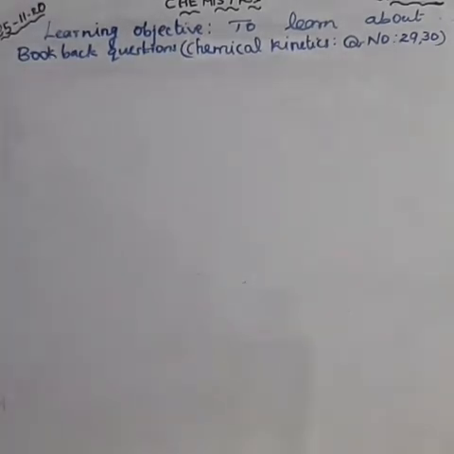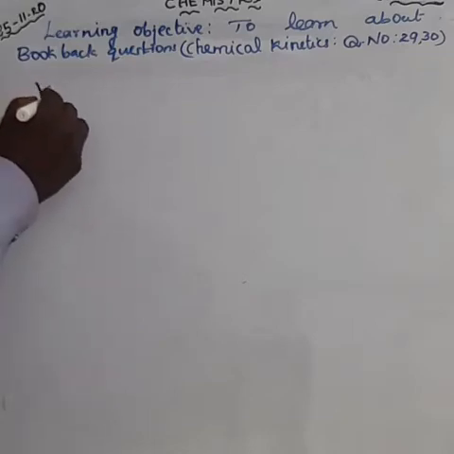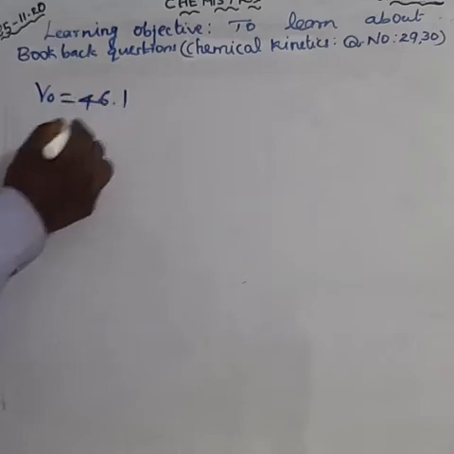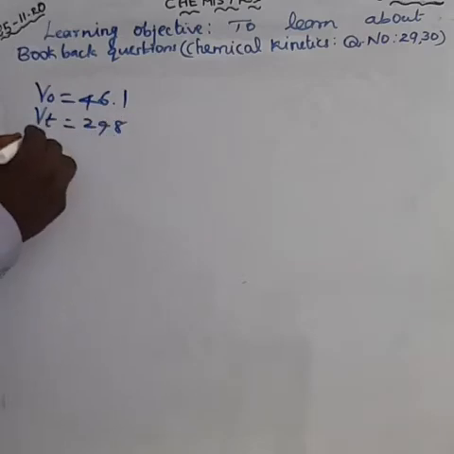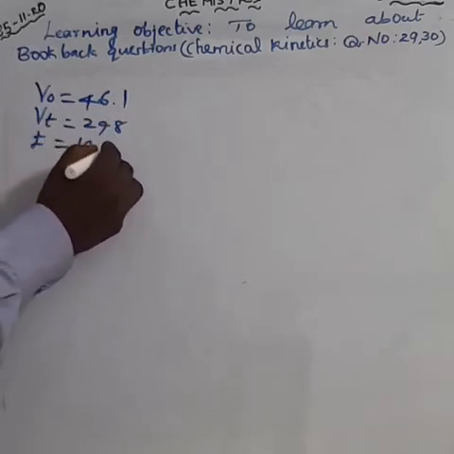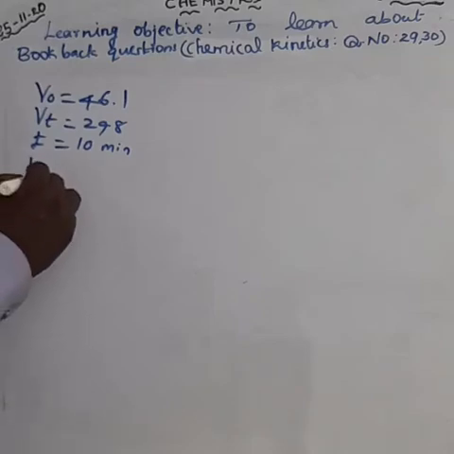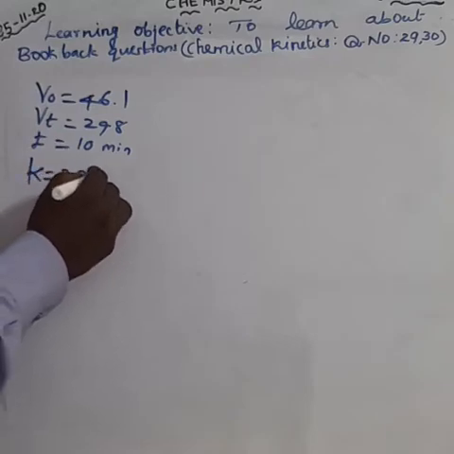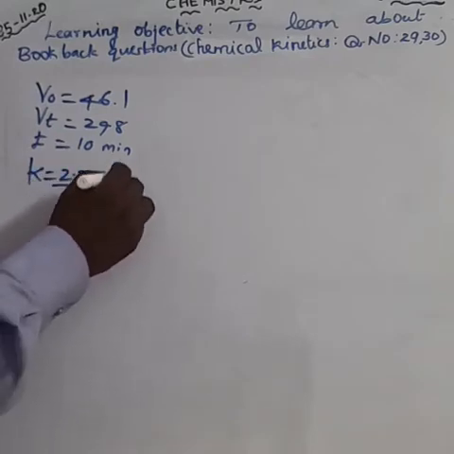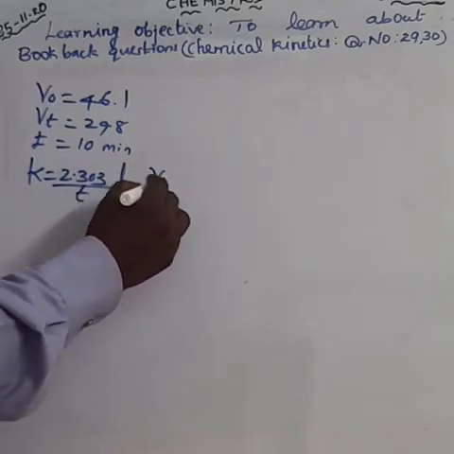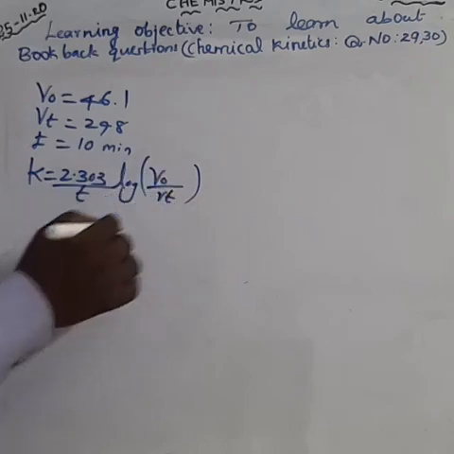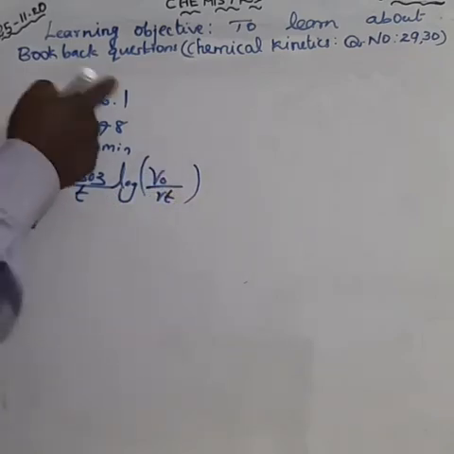First we have to calculate as per the data given: V naught is equal to 46.1, Vt is equal to 29.8, and t is equal to 10 minutes. These are the data given. As per the formula, K is equal to 2.303 divided by t log V naught divided by Vt. This is the formula. So substitute these values here.